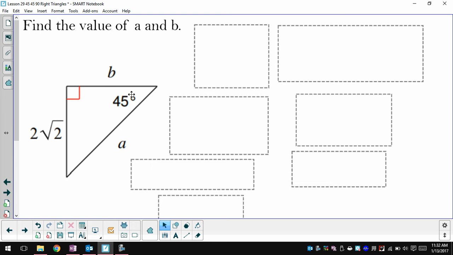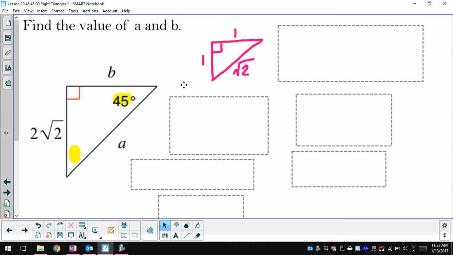So here I have a right triangle. I know that because of the red box that tells me this is 90 degrees. This angle is 45, and whenever one angle in a right triangle is 45, that makes the other angle 45 as well. So I'm going to use that general triangle that you just added to your flip book, and I'm going to draw that triangle in the same orientation as this triangle. So my 45-degree angles are here. The sides across from them are 1, and the side across from the 90-degree angle is root 2.